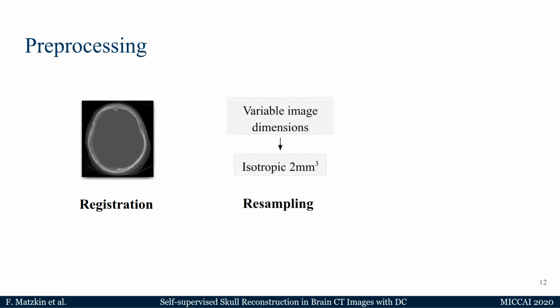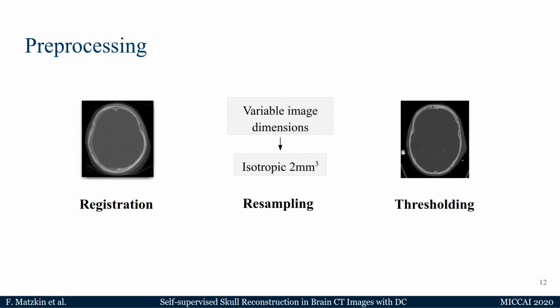After registration, images are resampled to isotropic resolution. Finally, a global thresholding is employed to extract the bones due to the high values in terms of Hounsfield units. We use a threshold value of 90 units.